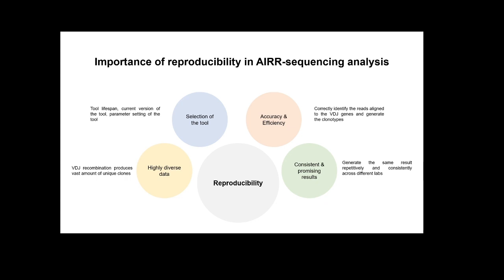But do we get that? That's the main question. So how do we know that the tool which we have selected is working correctly or not? It highly depends on the accuracy and efficiency of the tool. If the tool is able to correctly identify the reads and align them to the VDJ genes and generate the clonotypes for all these samples correctly and the same, then it means that our tool is working perfectly and it is producing reproducible results and is hence reliable.